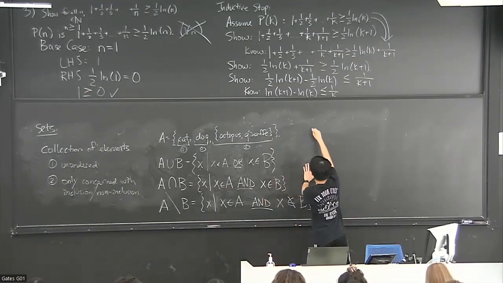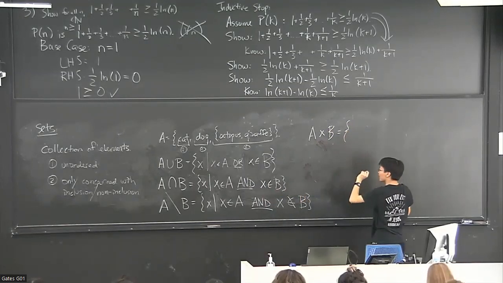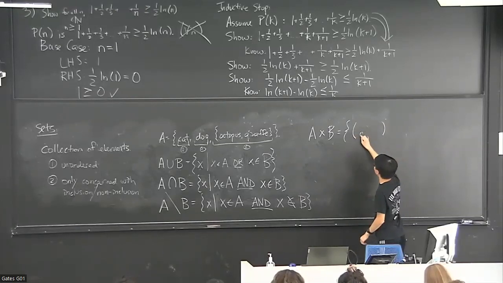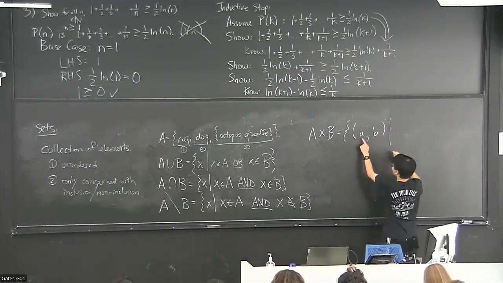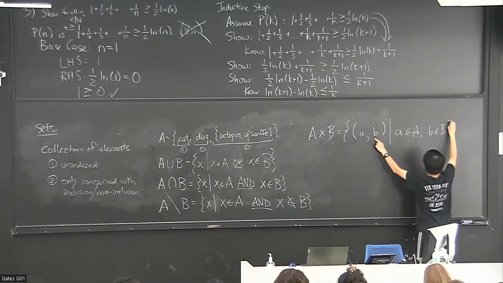The Cartesian product, A cross B, is a set. The elements of this set are pairs, where the first thing in the pair is an element of A, and the second thing in the pair is an element of B.